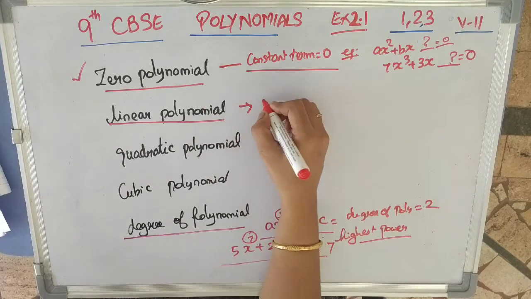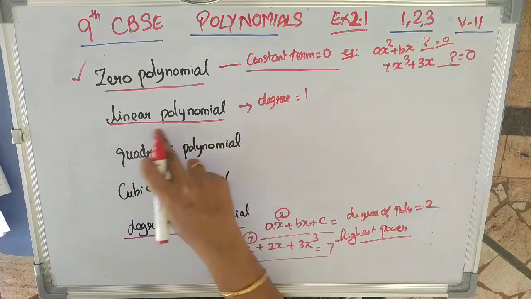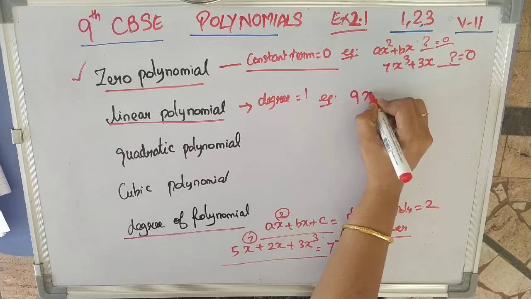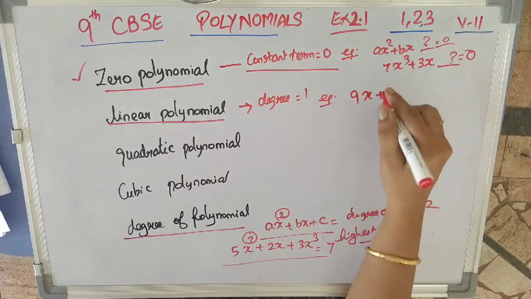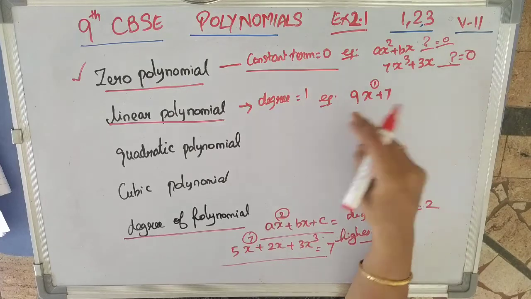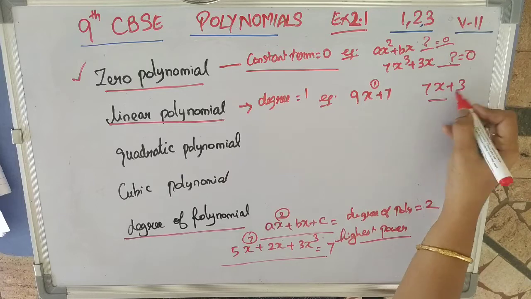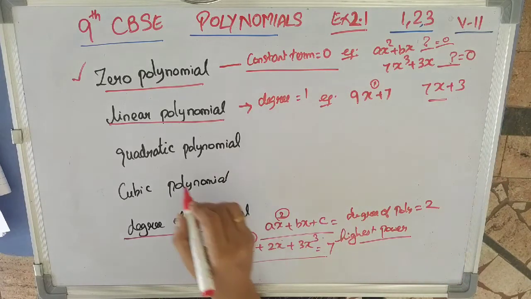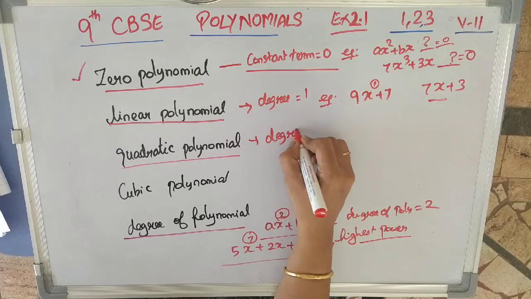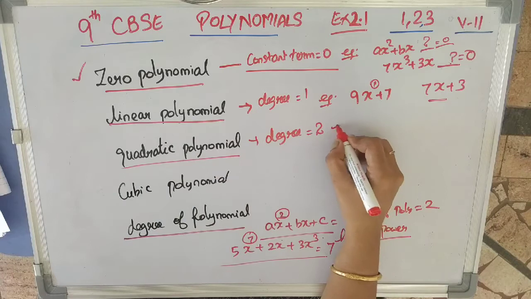Now what is a linear polynomial? If the degree of a polynomial is 1, then the polynomial is called a linear polynomial. For example, 9x plus 7. Here the highest power of x is 1. 7x plus 3. Here too the highest power of x is 1. So it is a linear polynomial. What is a quadratic polynomial? The degree of the polynomial must be 2.